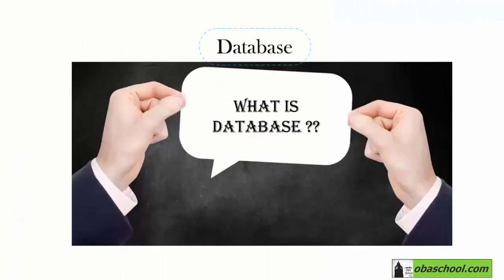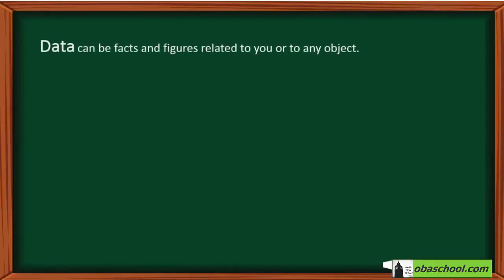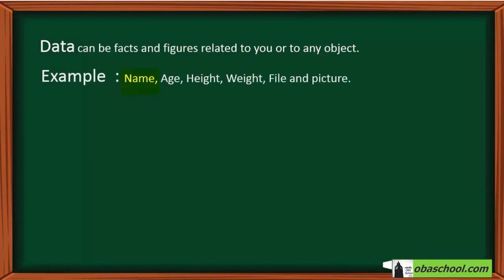Let's start. What is database? Data can be facts and figures as numbers related to you or to any object. Example: name, age, height, weight, file, and pictures. These are all called data. Name, age, height, and weight are data related directly to the person. As for file and picture, this could be an attached file to that data found. Database contains all these data.